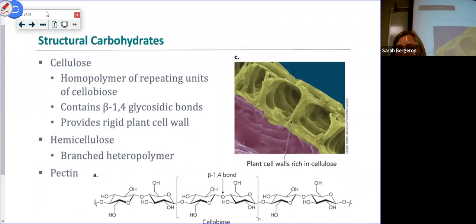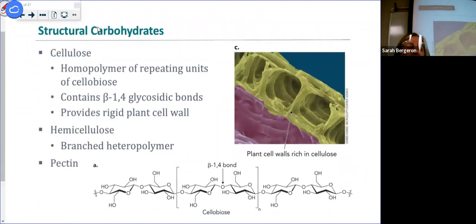Structural carbohydrates, right? Everything we've talked about so far is going through metabolism. But plants use carbohydrates as structure. So cellulose is the most common carbohydrate in plants, because it makes up the cell wall of plants and fungi too. These are homopolymers. Homopolymers mean that it's the same repeating unit over and over again.